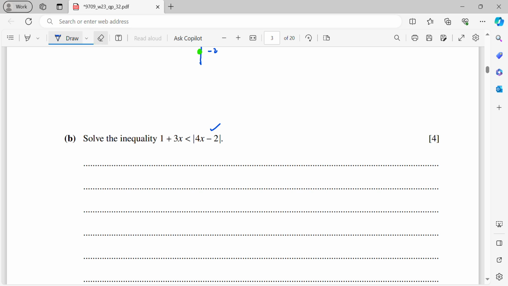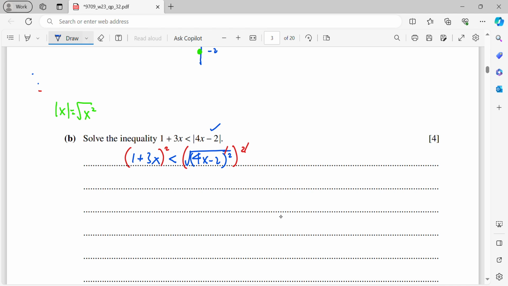If I don't want to use that method, then I'm going to use the definition of modulus x. For information, modulus x is the same as the square root of x squared. Therefore, by using this definition, I will be getting 1 plus 3x less than square root of 4x minus 2. Now, to eliminate the square roots, I have to square both sides. Then the square and square root will be cancelled off. That means you will be getting quadratic functions on both sides.